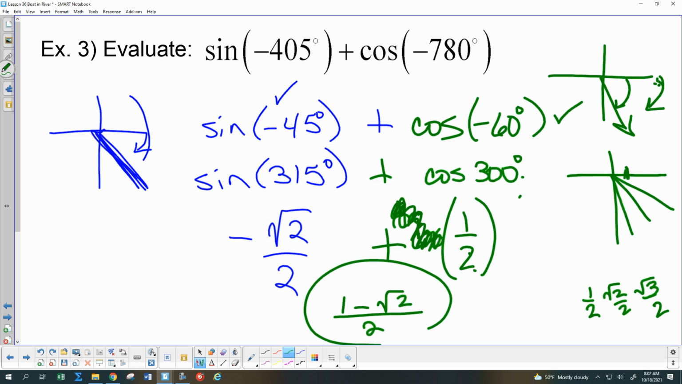You just have to figure out where you are, and then if we're starting to memorize the unit circle values, we can write those in. The ones we're not sure of, we draw the reference triangle.